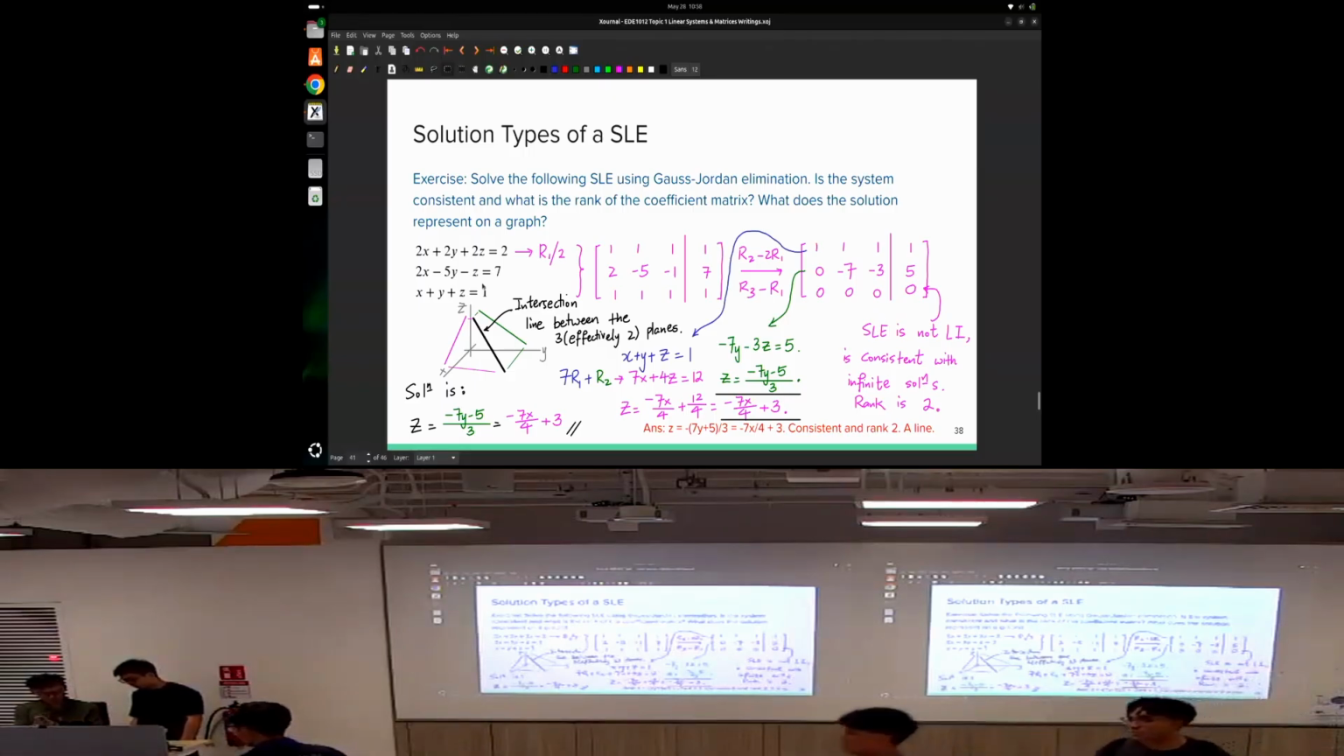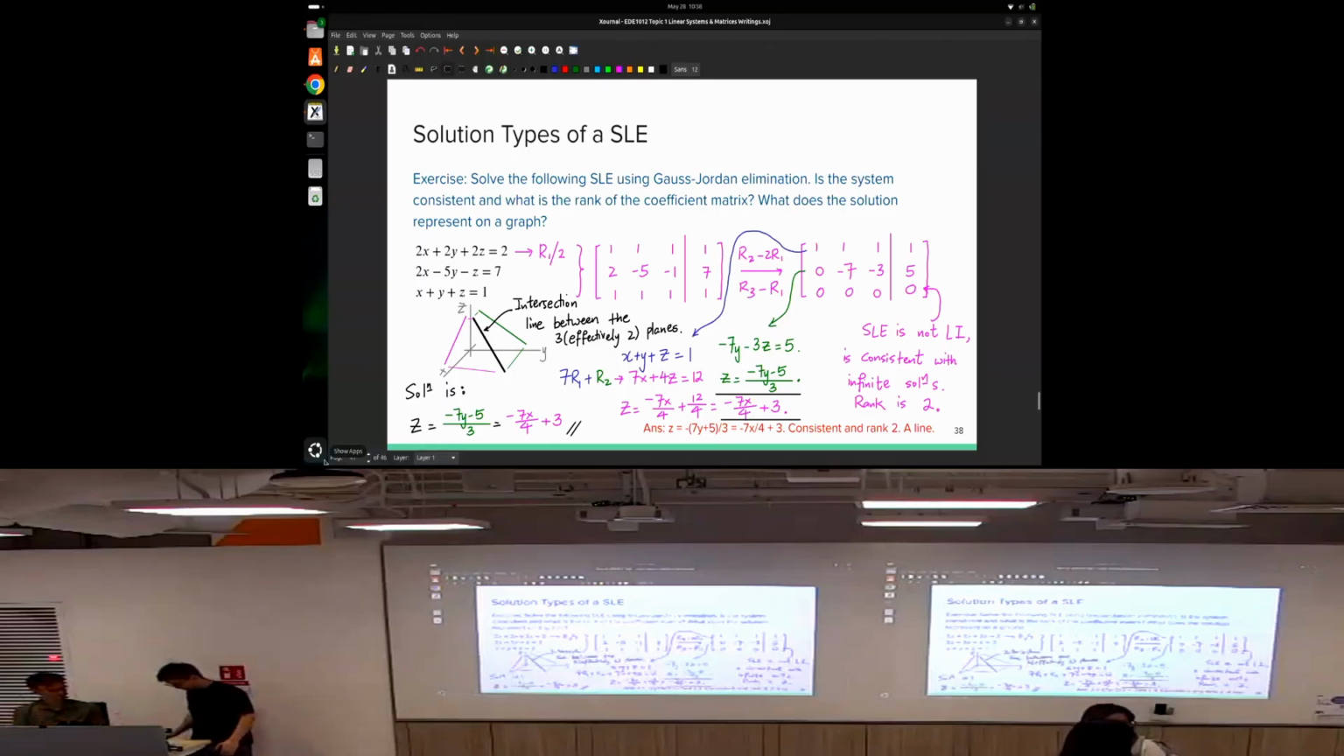But if you take away any one plane, the remaining planes intersect along a whole line already. Because when two planes intersect, the intersection is a line. Two planes intersect at a line. Wait, let me imagine it. Okay, two planes intersect at a line.